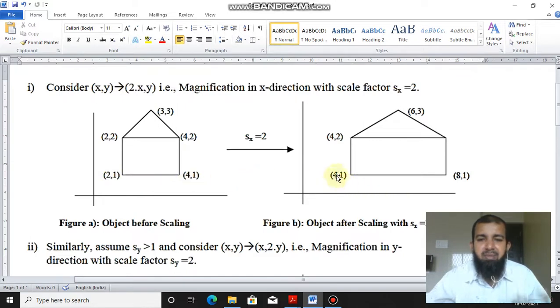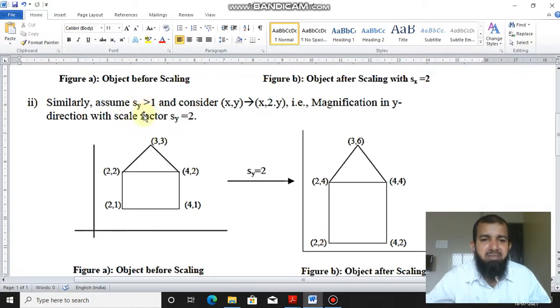It doubles, which means what? Here 4 1, 8 1 double, 2 1 becomes, only the x value. 2 becomes 4 and 4 becomes 8 here, and here 2 becomes 4 and 4 becomes 8. Then 8 comma 2, and here it is 3, it becomes 6. All x values become double and y values remain the same.